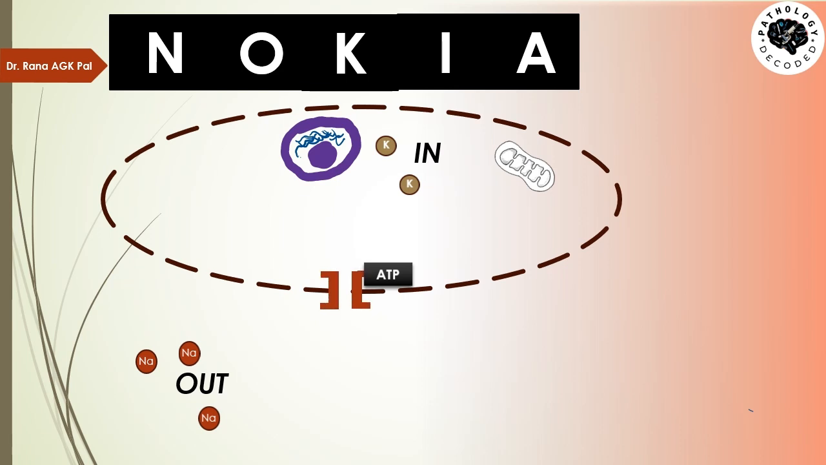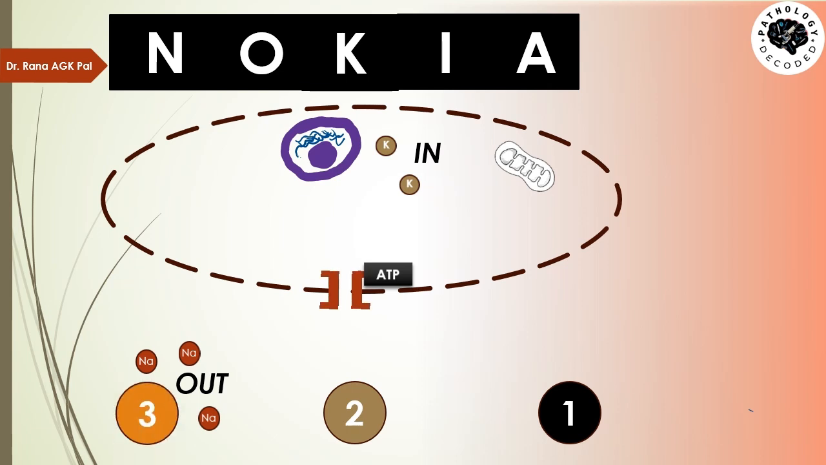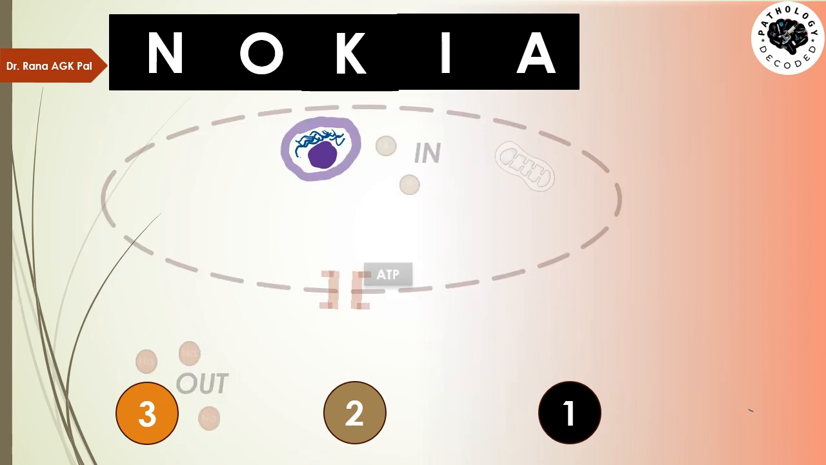Now again, one molecule of ATP is utilized by the sodium pump to push two molecules of potassium inside and three molecules of sodium outside. So here we have a very good mnemonic to remember. Just remember Nokia and 1, 2, 3 in the opposite direction. Sodium out, potassium in, with the utilization of ATP. And the number is 1 ATP molecule to push 2 potassium inside and 3 sodium outside.